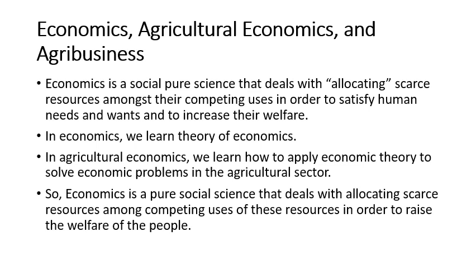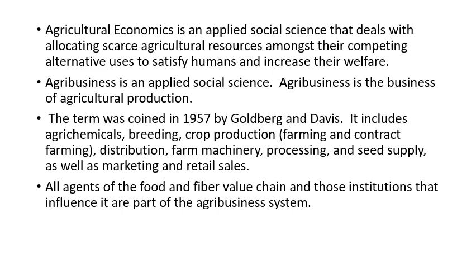So here it says economics is a pure social science that deals with allocating scarce resources among competing uses of these resources in order to raise the welfare of people. Agricultural economics is an applied social science that deals with allocating scarce agricultural resources. Agricultural resources has another name, natural resources, because remember, without nature you cannot produce.